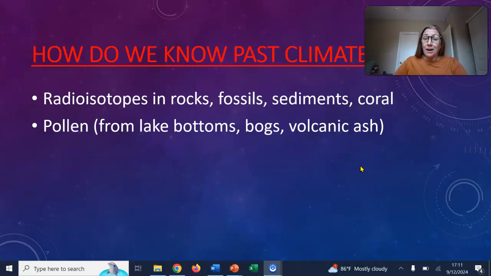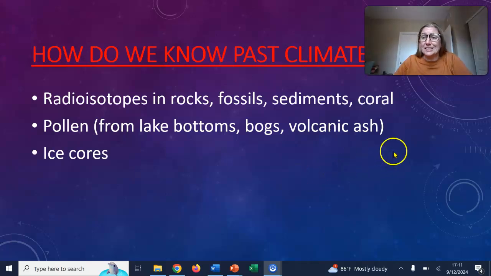We can look at pollen. Different types of trees do better in warm conditions. Other types of trees might do better in cooler conditions. Pollen can get stuck in the ground, fossilized and trapped in amber. And so we can look at pollen and get an idea. All right, this kind of pollen came from this tree. We know that these trees thrive in warmer environments. So that must be an indicator that the environment was warm back at this time.